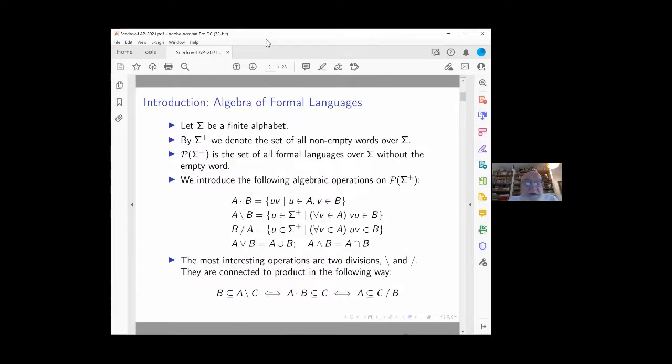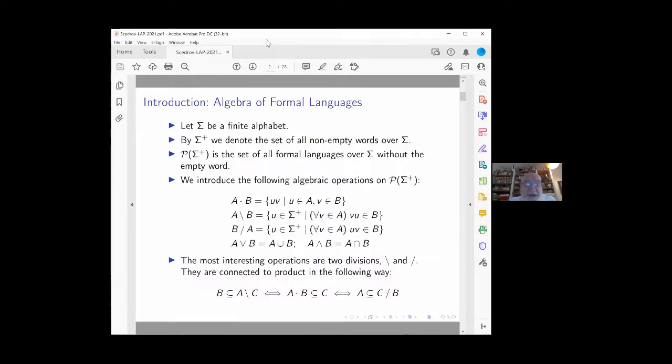Left division, which we'll read as A under B, consists of all non-empty words U such that for every word V in A, V followed by U is in B. And similarly, the right division, B over A, is all those non-empty words U such that for every V in A, U followed by V is in B. In addition to that, we have the usual operations of union and intersection.